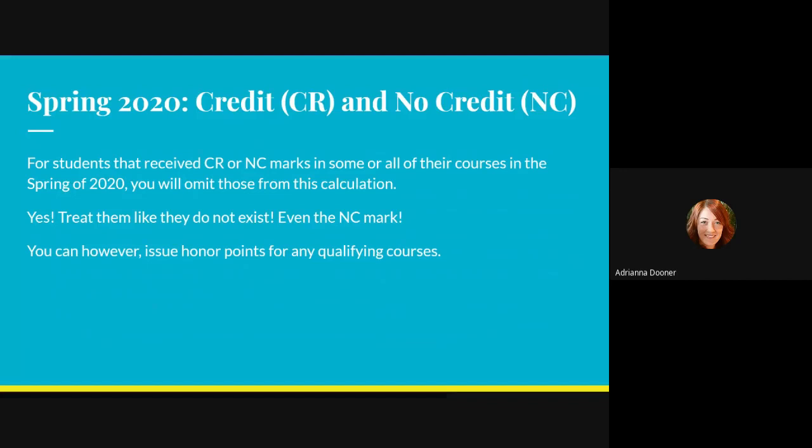Even the NC mark. So in this case, the equivalent of an F does not count against them in this GPA. They don't earn credit in the course that they got an NC or no credit mark, so they may need to retake the class just so they have a requirement met, but they don't have to count it against themselves in a GPA, okay? And if they take something that was honors or AP and they got a credit mark for it, they still can count that honor point.